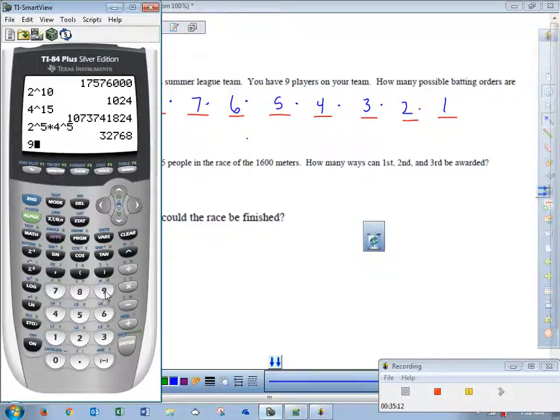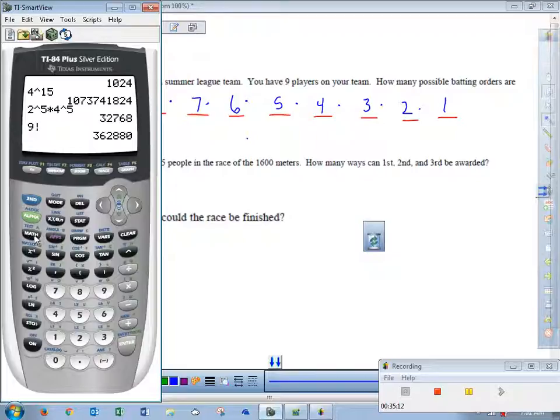First you got to type the 9, right? And then to do factorial you got to hit the math button and scroll over on the top menu all the way over to probability. And it's the fourth choice. You see the exclamation point there. So, if you punch that in, it actually just did 9 times, 8 times, 7 times, 6 times, 5 times, 4 times, 3 times, 2 times 1.